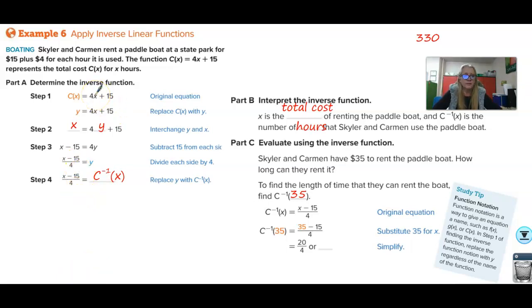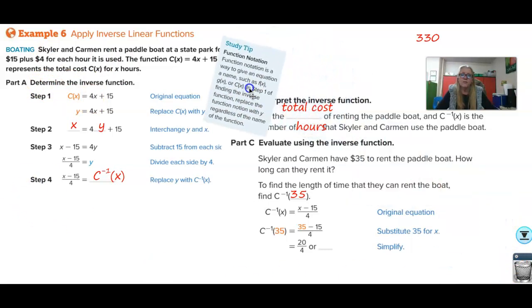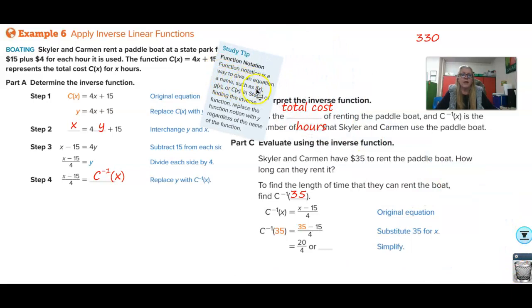Okay, so first now, they're going to throw a word problem at you. Skylar and Carmen rent a paddle boat at a state park for $15 plus $4 for each hour it is used. The function, now notice they've got that c of x, okay? That might throw you off, but I included this little study tip down here. With function notation, the f of x, the g of x, or the c of x is just a way to name the function, okay? They all mean the same thing, and they can all be replaced by y.